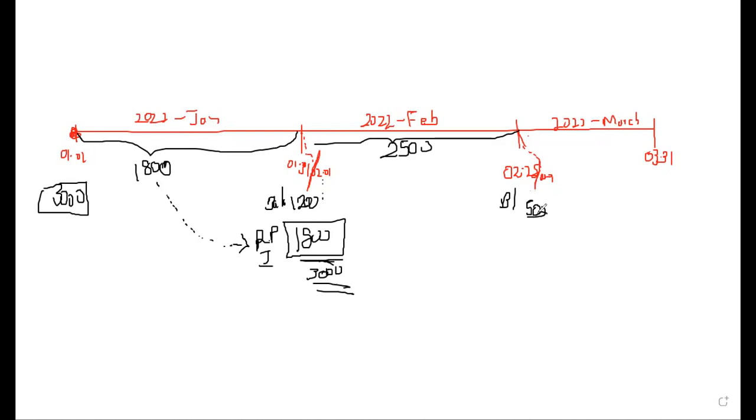Then again, the main cashier reimburses only the 2,500 on March 1st, the total of the payments during the February month. Then again on March 1st, the petty cash balance is reimbursed up to 3,000.